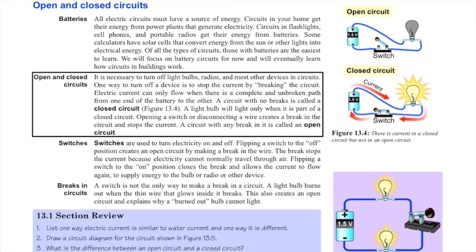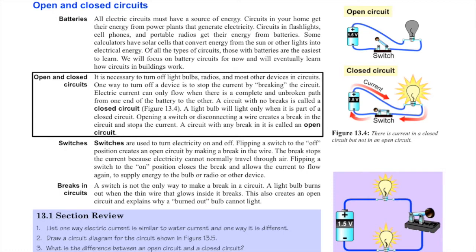Open and closed circuits. It is necessary to turn off light bulbs, radios, and most other devices in circuits. One way to turn off a device is to stop the current by breaking the circuit. Electric current can only flow when there is a complete and unbroken path from one end of the battery to the other. A circuit with no breaks is called a closed circuit, as shown in figure 13.4. A light bulb will only light when it is part of a closed circuit.